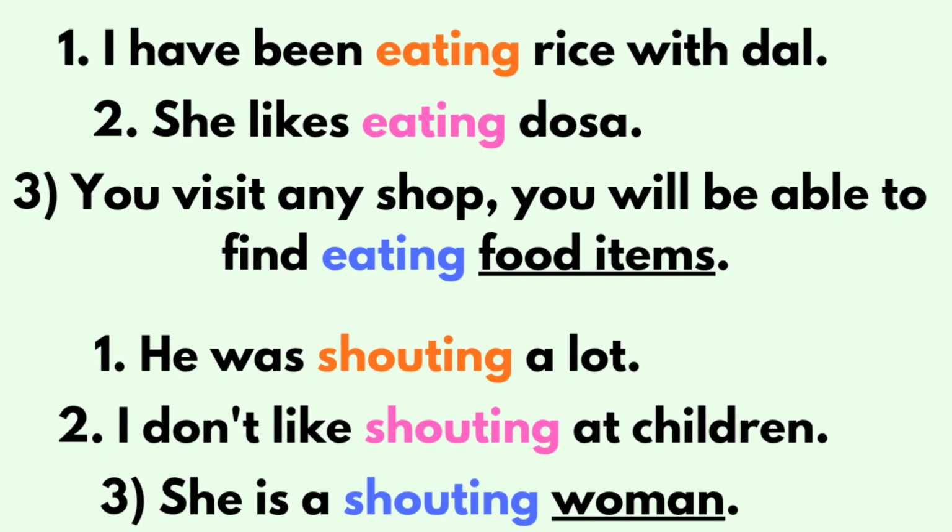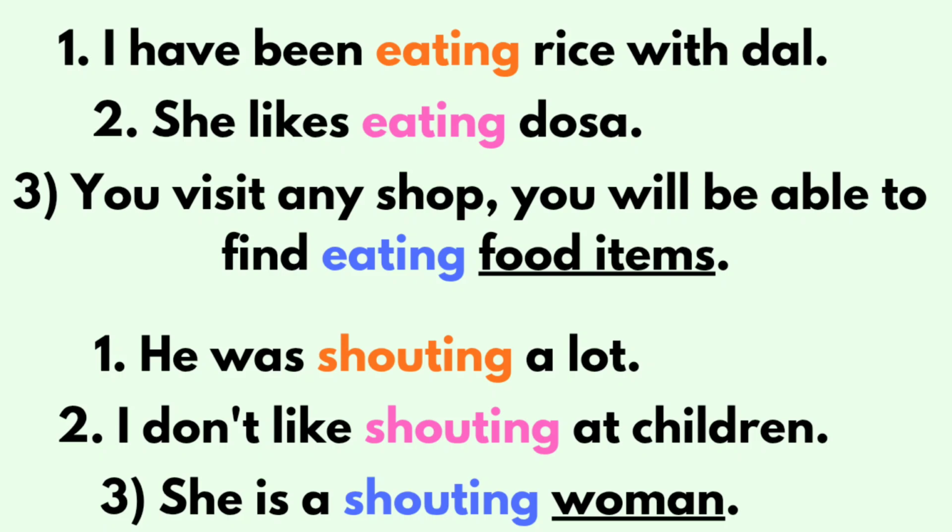You visit any shop, you will be able to find eating food items. Which kind of items? Which kind of food items? Eating food items. So everything cannot be eaten, right? Here, eating is the adjective of the sentence and it describes food items. Which kind of items you will be able to find in any shop? Eating food items. That is the answer, right?